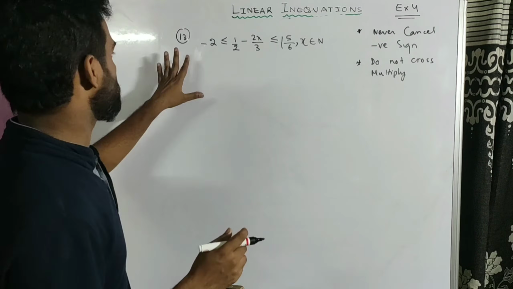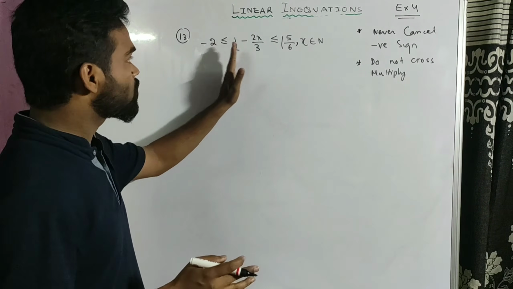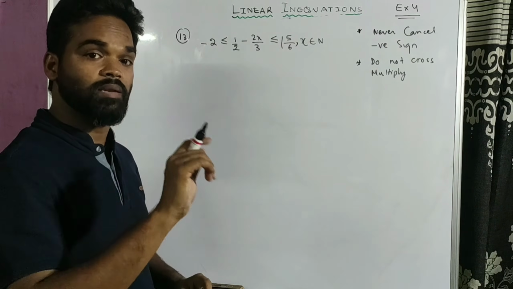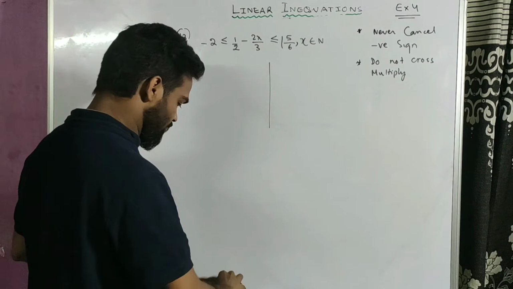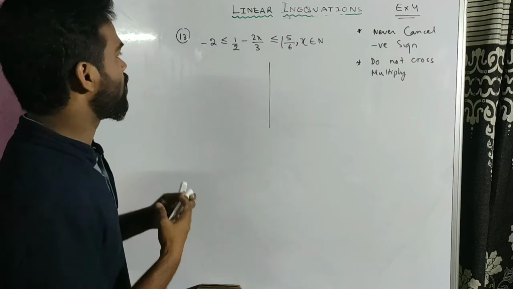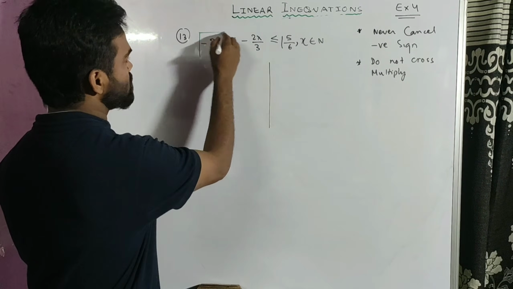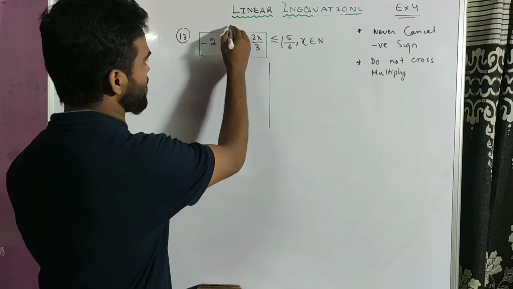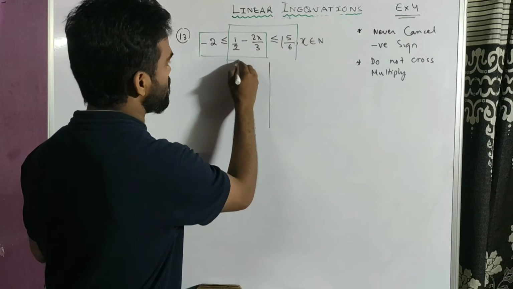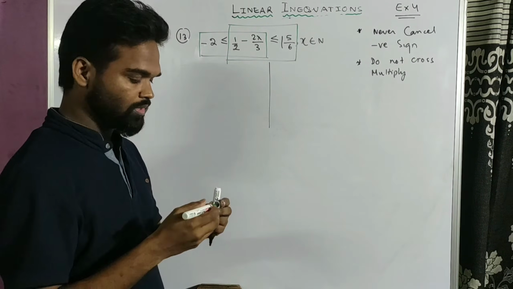Now look at this sum, sum number 13. Very interesting. There are two inequation signs, which means there will be two separate inequations. The first one will be from here till this end, and the second one starts from here and ends here. There will be two inequations.